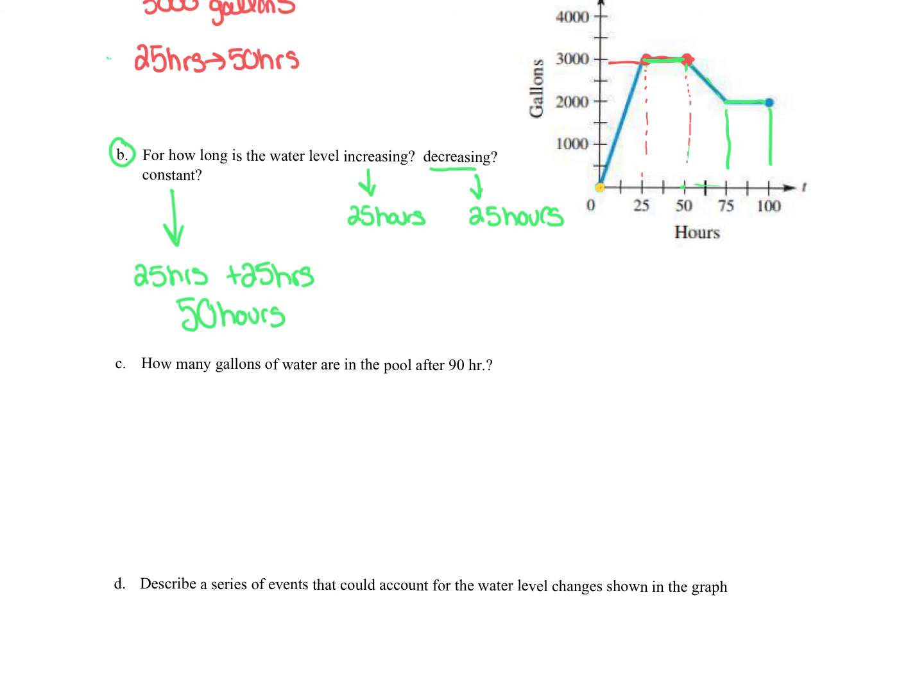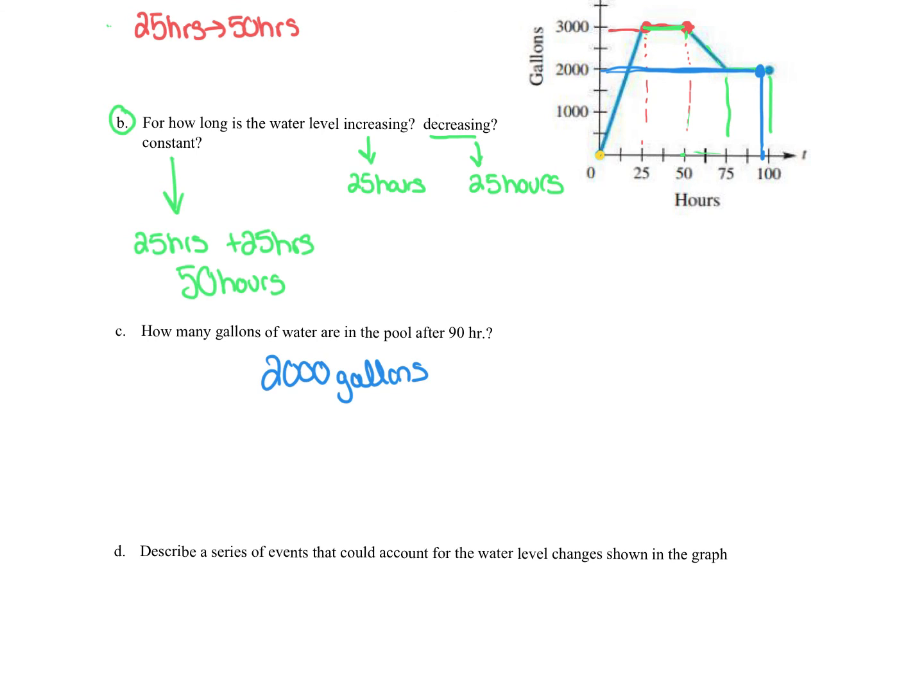How many gallons of water are in the pool after 90 hours? So 90 is right here, up here, and then I go across like this, and the answer is 2,000 gallons. Then it says to describe the events.